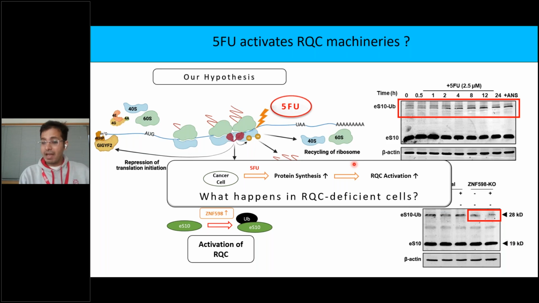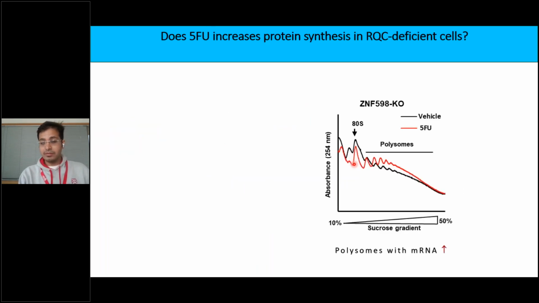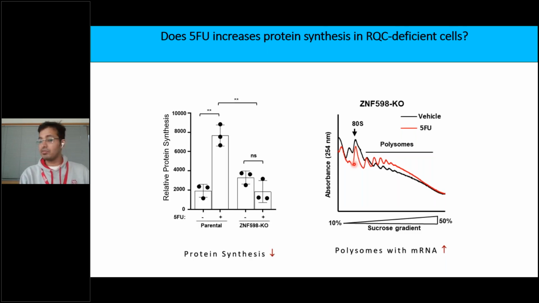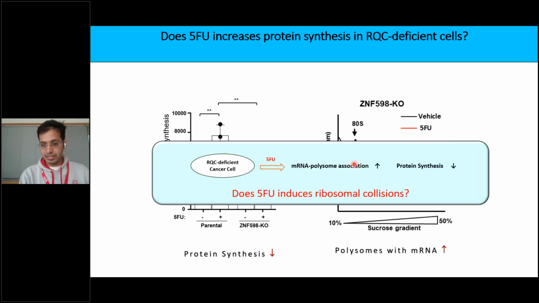Then what happens in the RQC deficient cells? Is translation upregulated again here as well? In our polysome profile data, we could see that the polysome is getting upregulated, but when we check the level of protein synthesis, we could not see, like parental, the level of protein synthesis reduced in the knockout cells. So is there any ribosome collision after 5-FU induction, and that is being resolved in the parental cells, but in the RQC deficient cells, it cannot be?